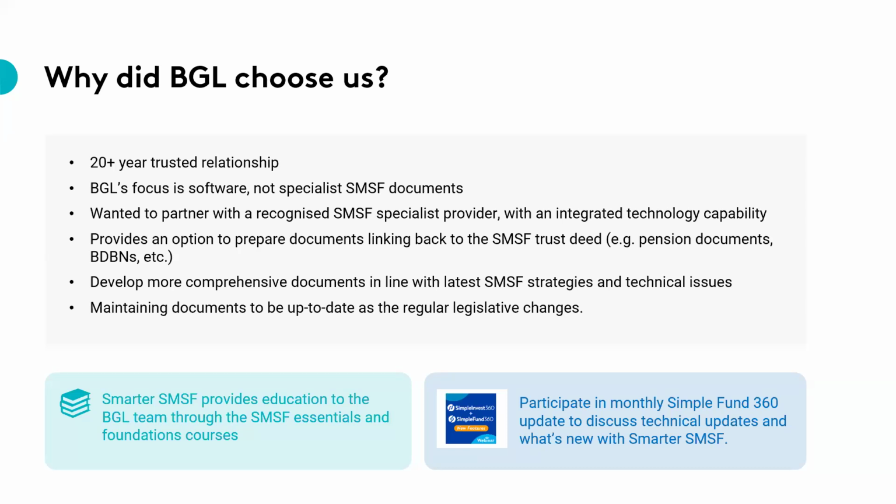The other thing that was becoming more and more important is that the documents you order from within Simple Fund 360 are very generic. The fact that it might talk to the ability to start a pension doesn't align itself back to a specific deed. So this provided a solution that allowed you to prepare certain documents that can link back to an SMSF deed. Again, that Smarter SMSF deed, the Smarter SMSF pension documents, the binding death benefit nominations, and so on and so forth.